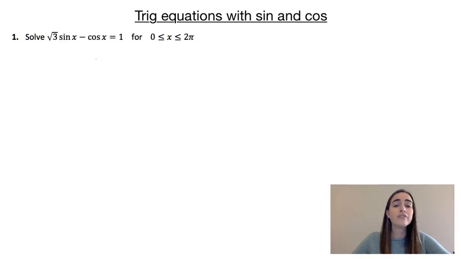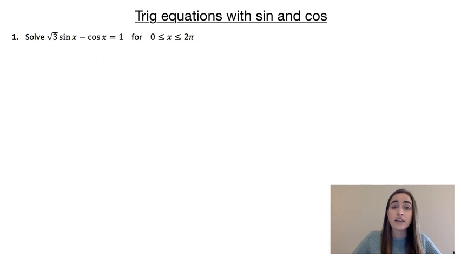In this video, I want to have a look at solving trig equations that involve sine and cos. So our first example asks us to solve root 3 sine x minus cos x equals 1 between 0 and 2 pi.